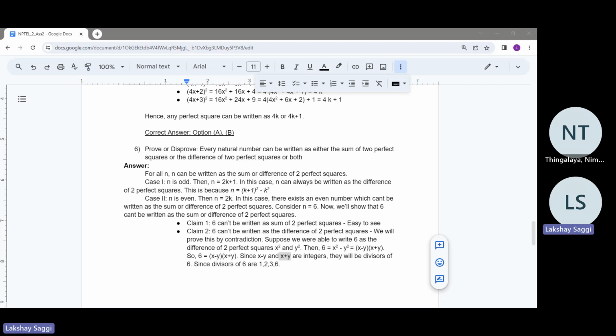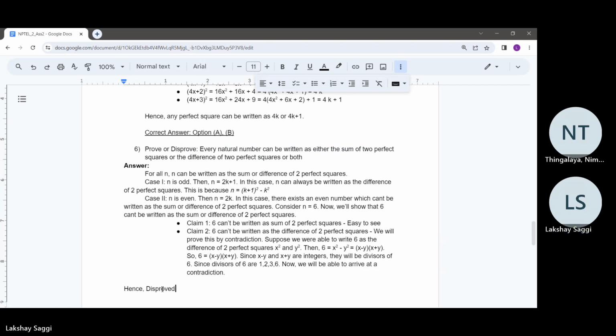So yeah, now we will be able to arrive at a contradiction. This is a high level idea from which we can derive a contradiction. So I guess from this we'll be able to disprove this statement. Hence disproved.